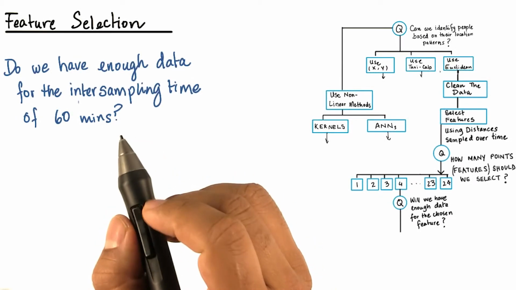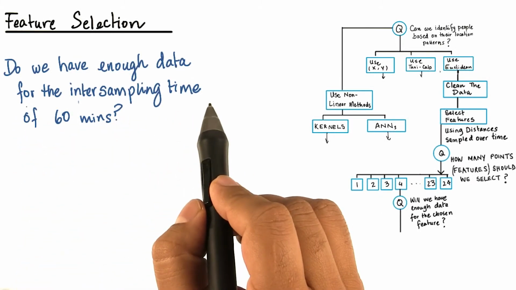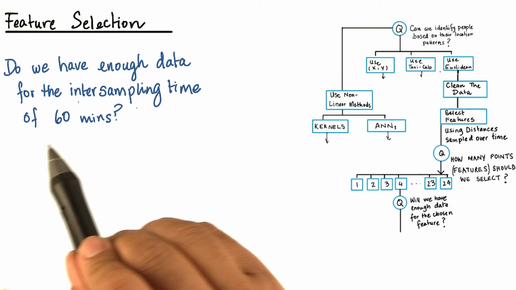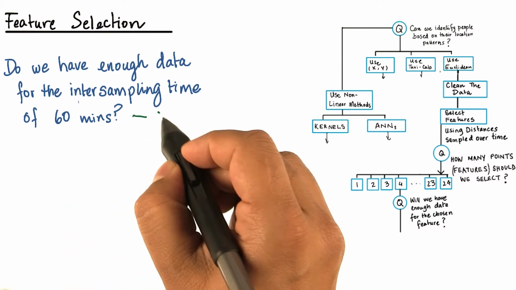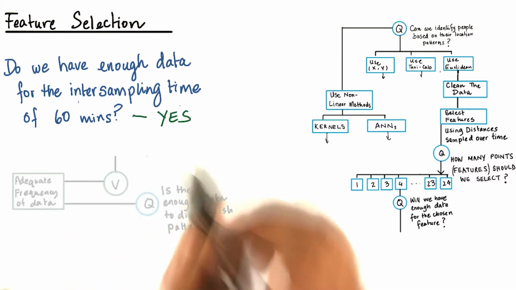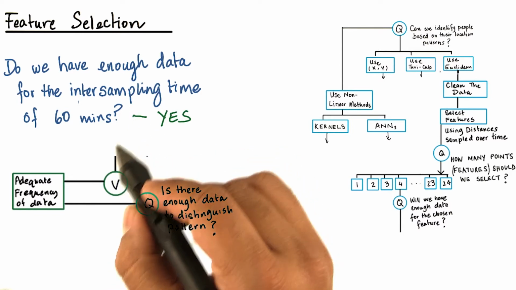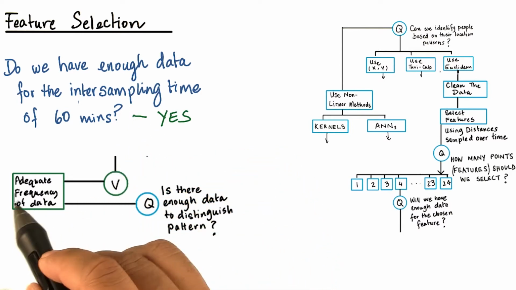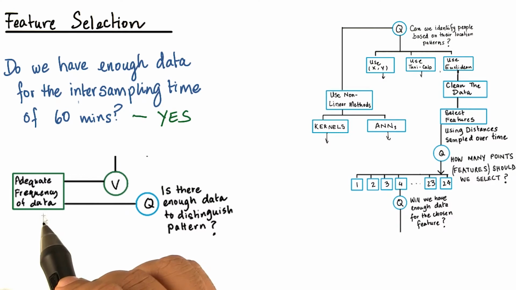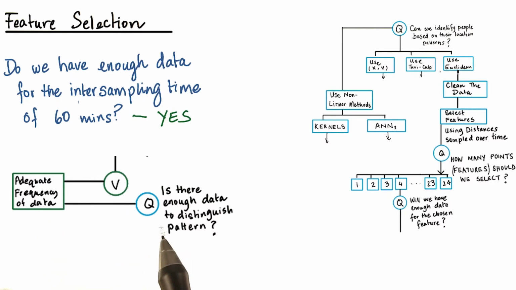We ask the question if we have enough data for the intersampling time of 60 minutes. The answer in this case is yes. So we asked a question and then validated it by showing that there is adequate frequency of data. Then we come to the next question.